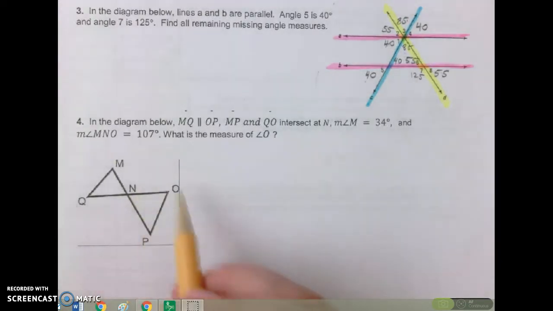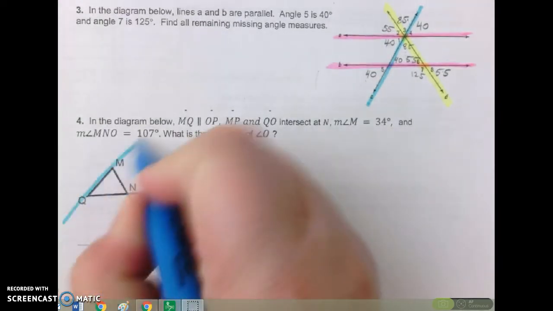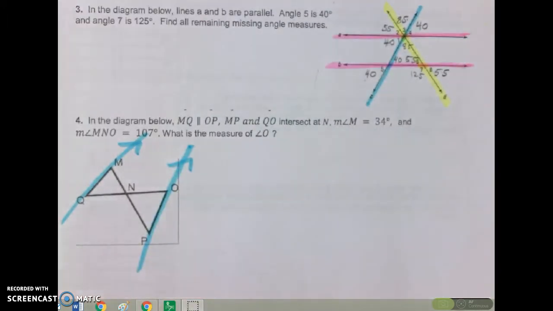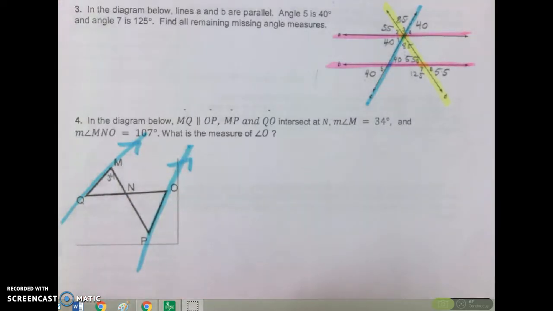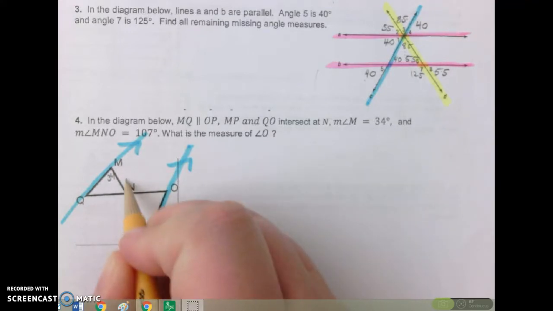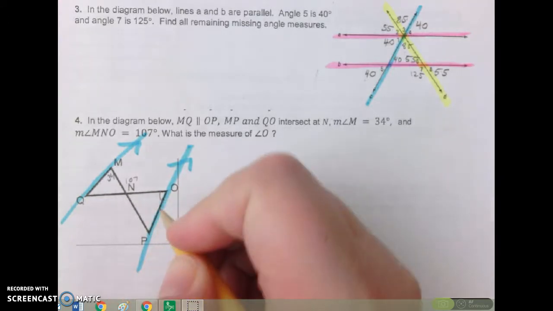Problem number 4 in the diagram below, I know that MQ is parallel to OP. Even though it may not look it on the diagram, we're going to go with what the words are telling us, that those two lines are parallel to each other, and they intersect at point N. The measure of M is 34 degrees. And MNO is 107. So that's this angle right here. What is the measure of angle O?